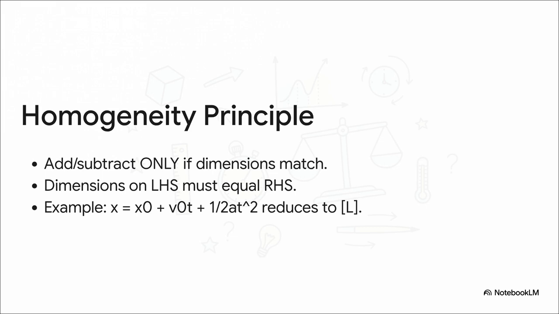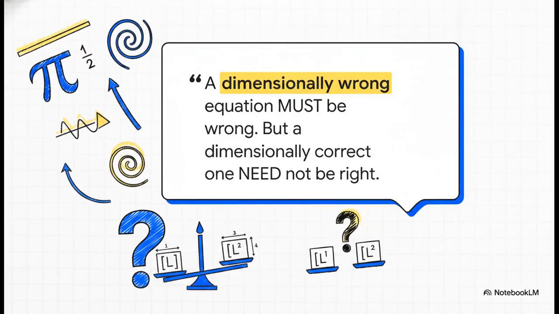Even though it looks a bit complex, when you break down the dimensions, every single term separated by a plus sign identically reduces to L, representing length. That right there is dimensional consistency. Now check out this golden rule. A dimensionally wrong equation must be wrong, but a dimensionally correct equation need not be right. Why is that? Well, because dimensional analysis completely ignores dimensionless multipliers, things like a half or pi. It also completely ignores trigonometric, logarithmic, and exponential functions. So while dimensions can absolutely prove an equation is physically impossible, they can't verify if your math coefficient is actually correct.